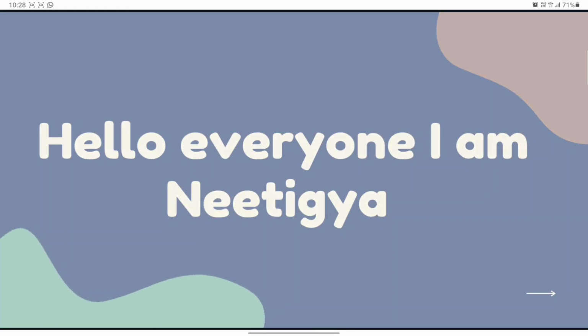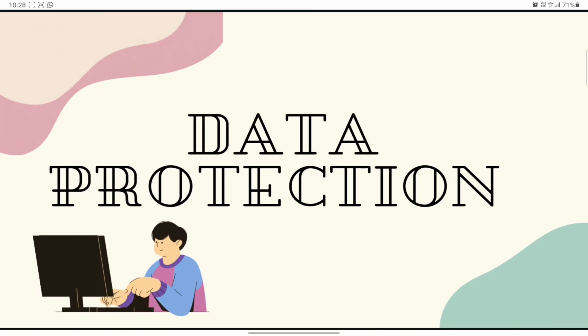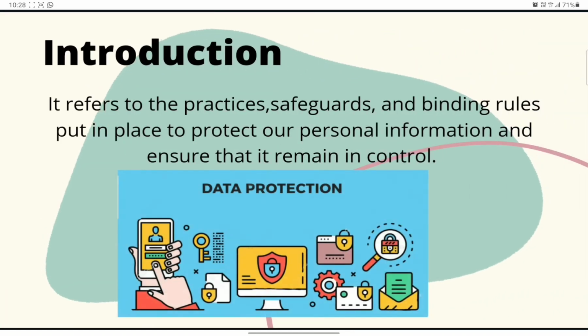Today we are going to talk about data protection. So, what is data protection? Data protection refers to the practices, safeguards and binding rules put in place to protect our personal information and ensure that it remains in our control.